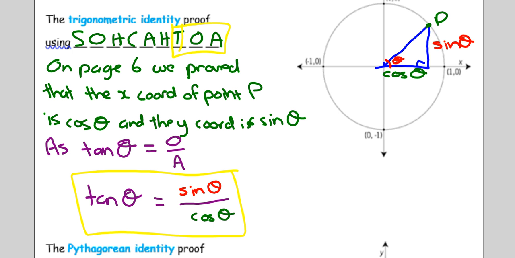So that's a proof of why tan theta equals sine theta over cos theta. Then we're going to prove the second one on down below that some people are writing.